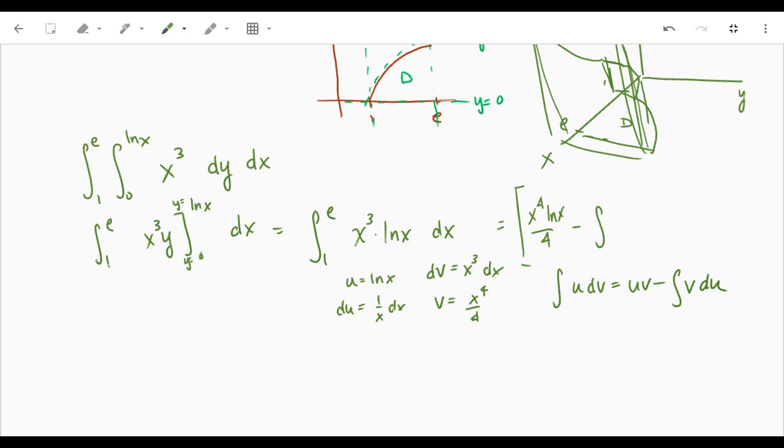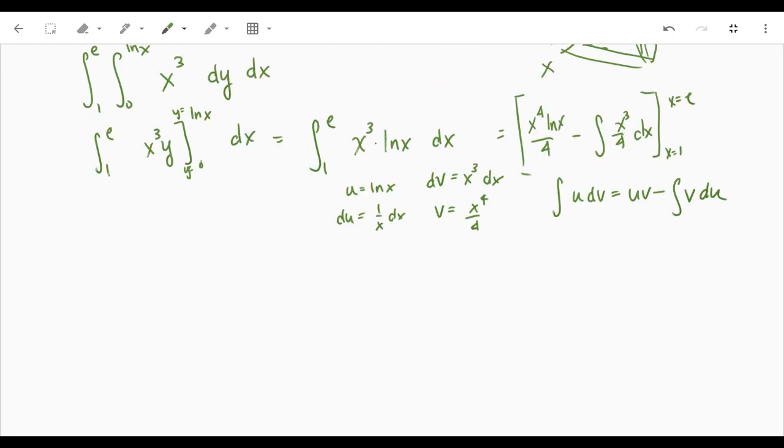So we're going to get rid of, it'll be x cubed over 4 dx, and that will all be evaluated from x equals 1 to x equals e. Okay, so pop it down here: x to the 4th natural log of x over 4 minus, we're going to have x to the 4th over 16, all evaluated from 1 to e.